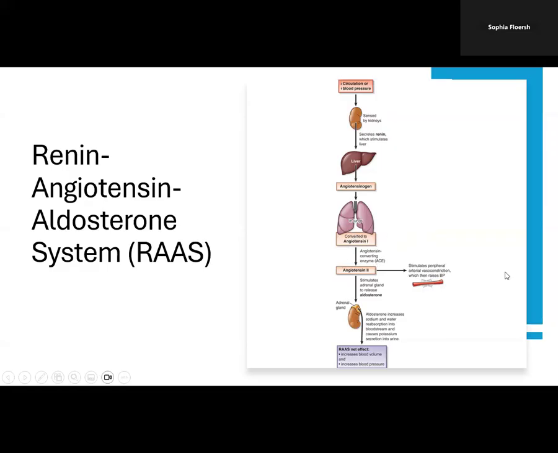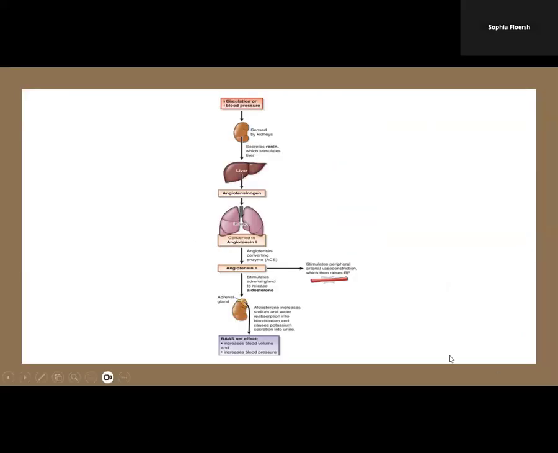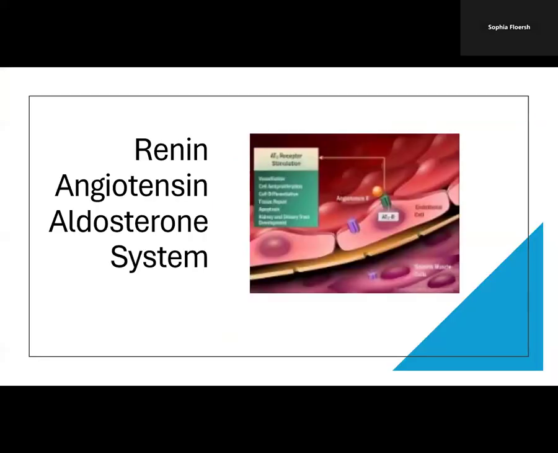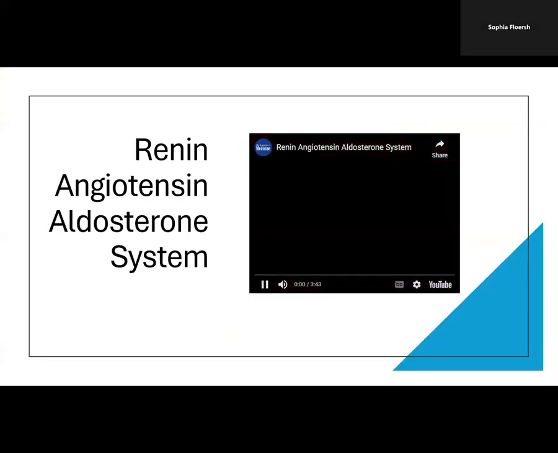Now, when that happens, it stimulates the peripheral arterioles to cause vasoconstriction. And whenever you have vasoconstriction, that is an increase of blood pressure. And that stimulates the adrenal gland to release aldosterone. All of this results in increased blood volume and increased blood pressure. So if I've got some sort of issue with my adrenal gland, or some sort of issue with my kidneys, then I can have an issue with how I regulate my fluids. That's the picture there. And once again, I've got another video about it that you can see online.